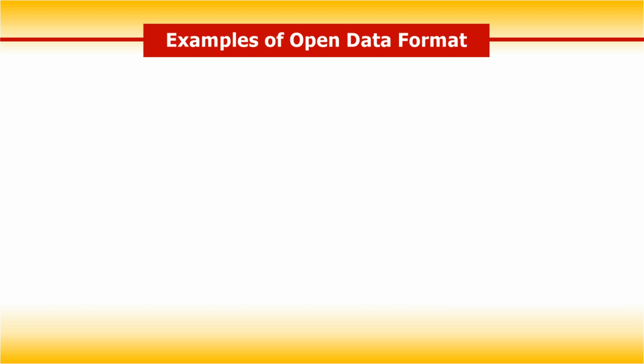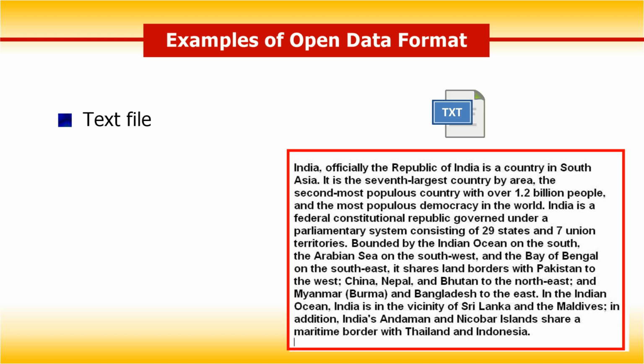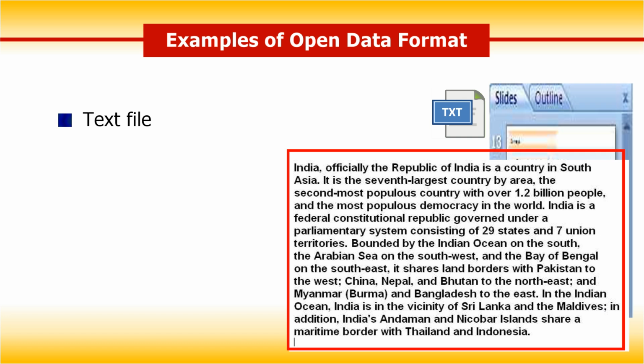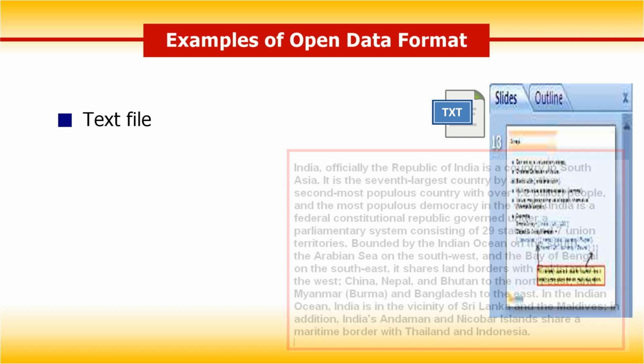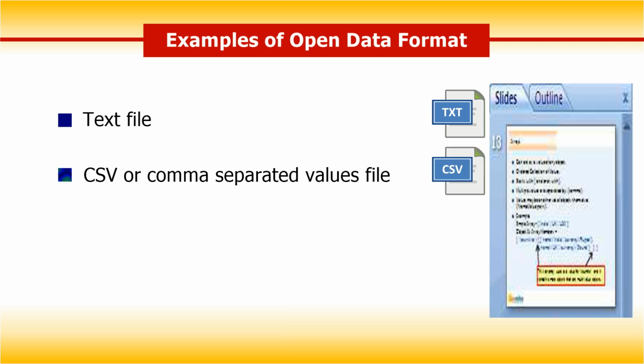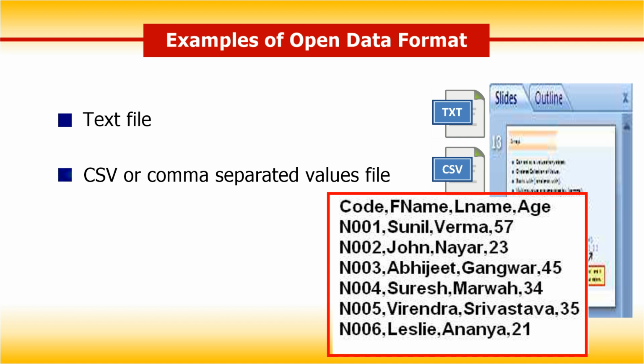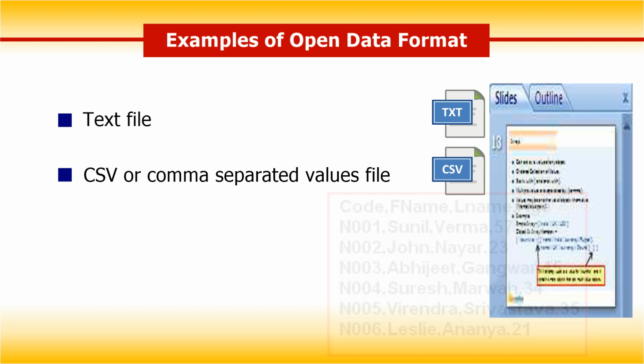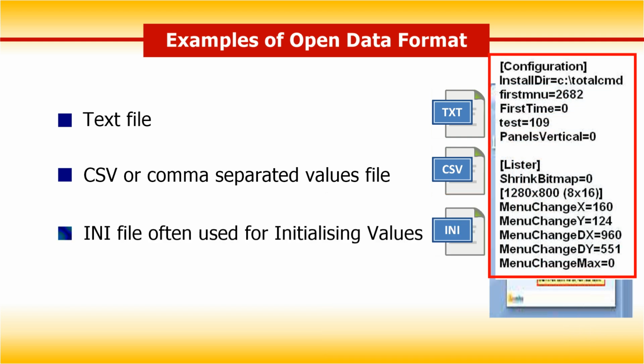Some common examples most of you may already know are the text file, which is a common file format that contains a stream of ASCII or Unicode encoded data containing textual information only. CSV, or comma separated values file, which is often used to port raw data between tables of different databases. INI file, which is often used for initializing or configuring values, especially in the Windows environment.